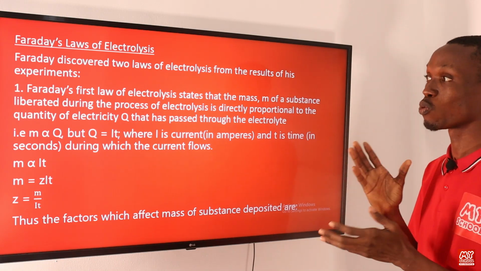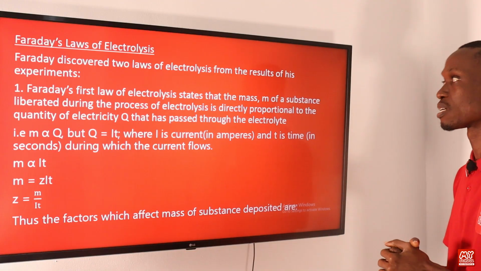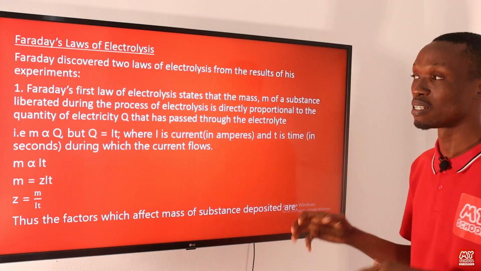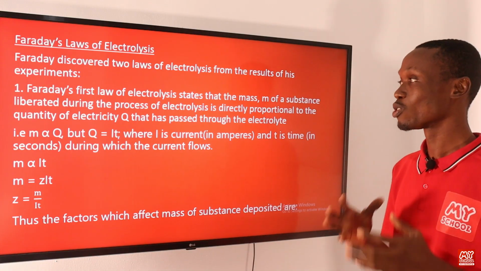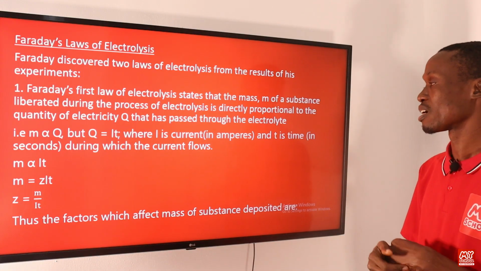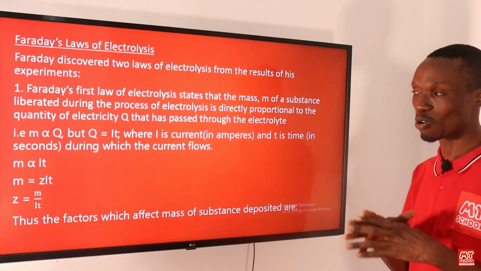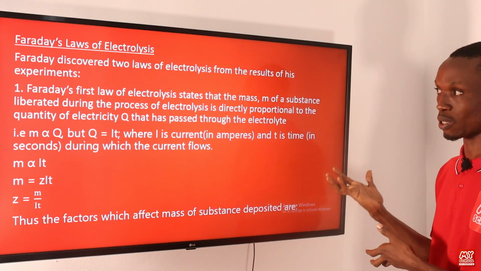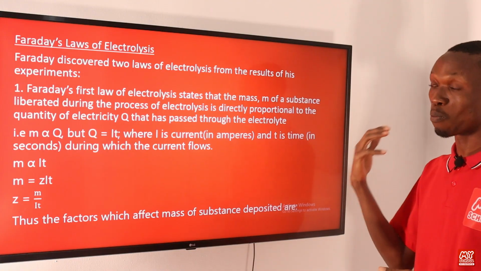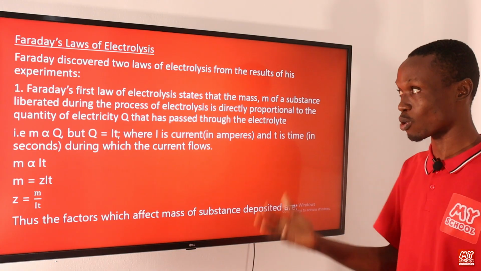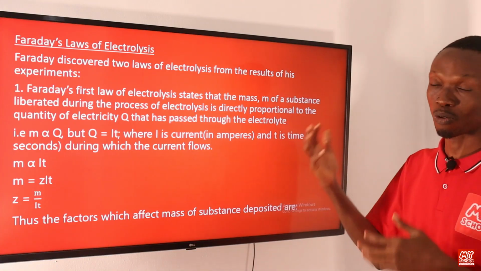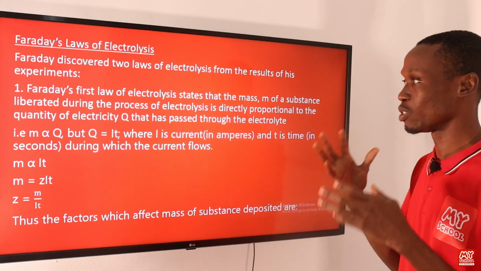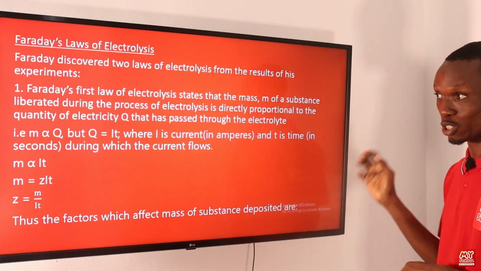So one of the laws, which is the first one, states that the mass m of a substance liberated or deposited during the process of electrolysis is directly proportional to the quantity of electricity Q that has passed through the electrolyte. Okay, so what this simply means is that the more current you pass through the electrolyte, the more the mass of the substance deposited during the process of electrolysis.